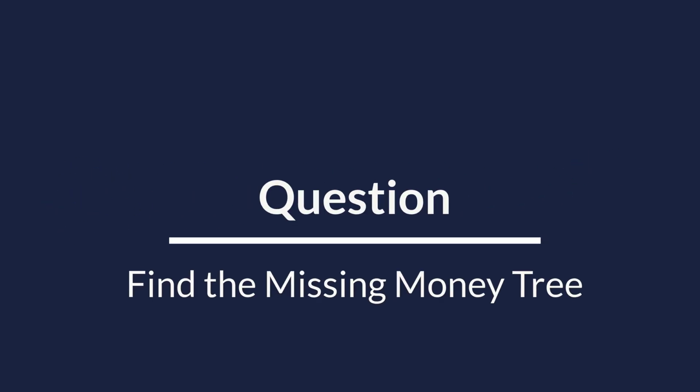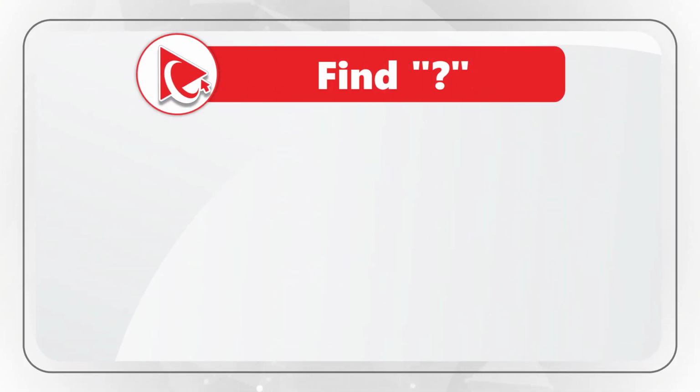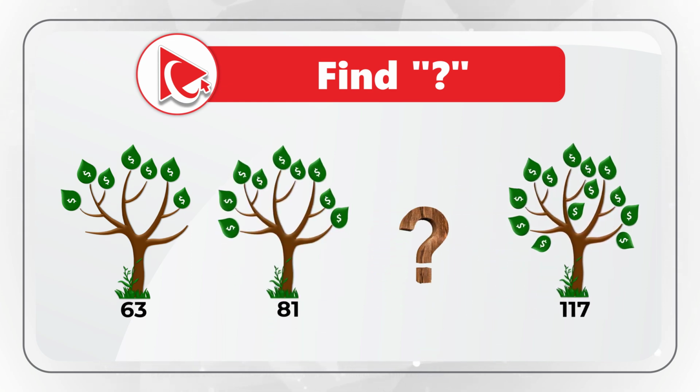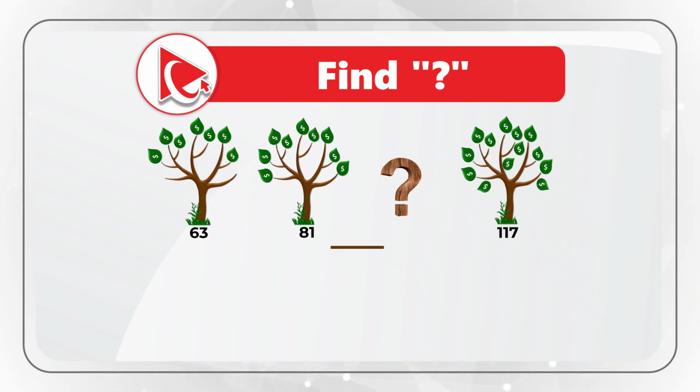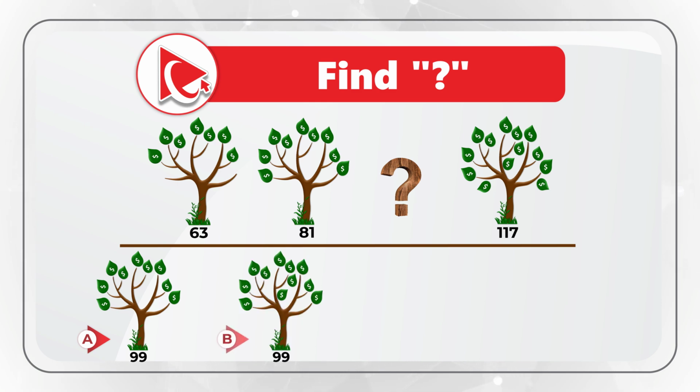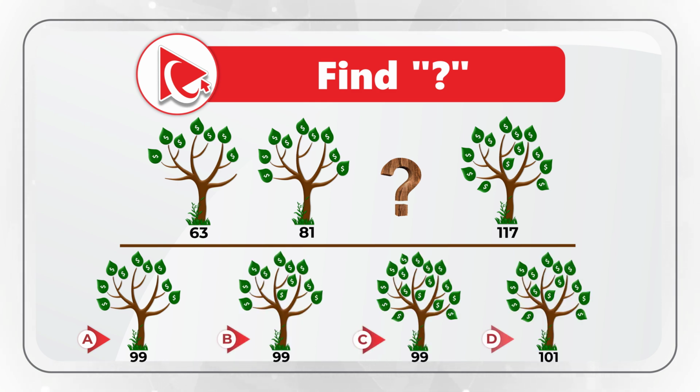Have you ever dreamed of finding the tree where money grows on the branches? Now is your opportunity. You're presented with 3 money trees, and the 4th one is missing. You have 4 different choices to choose from to find the correct money tree. Choices A, B, C, and D.